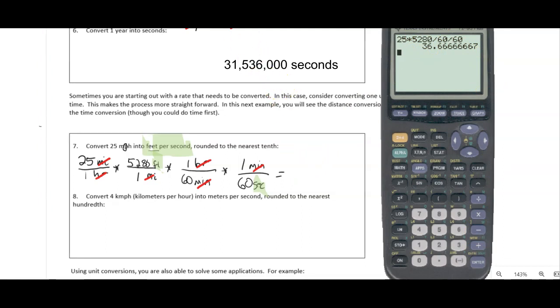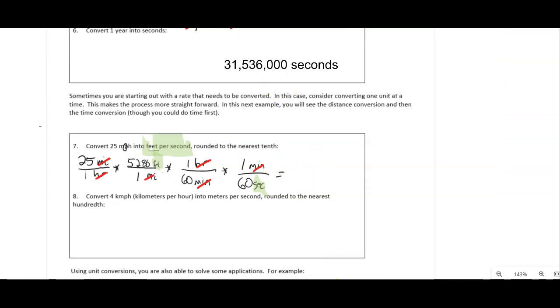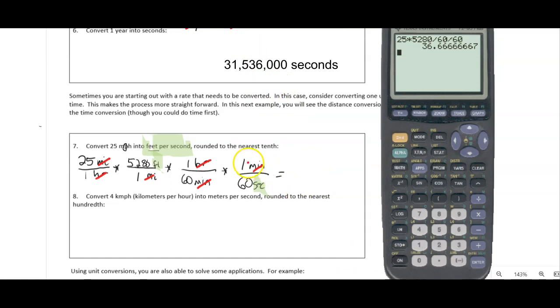Now it's time to look for any kind of rounding rules. In this case, it says round to the nearest tenth. So we need to go to 1 decimal place. And so we have the 0.6. The next number after that is a 6, which is 5 or larger. So our 0.66 will round to 0.7. So we have 36.7.